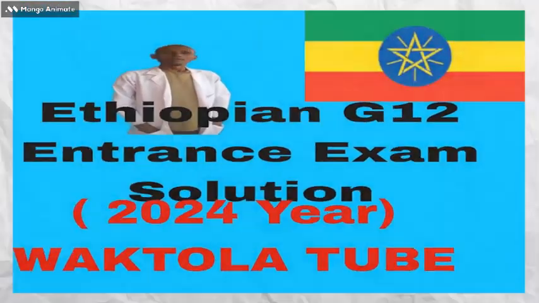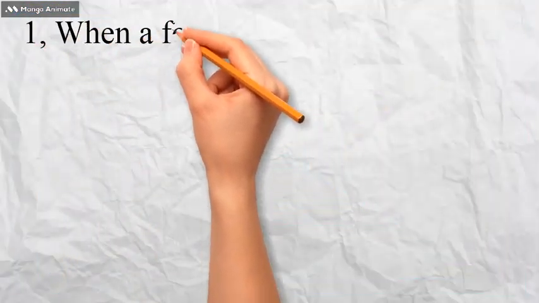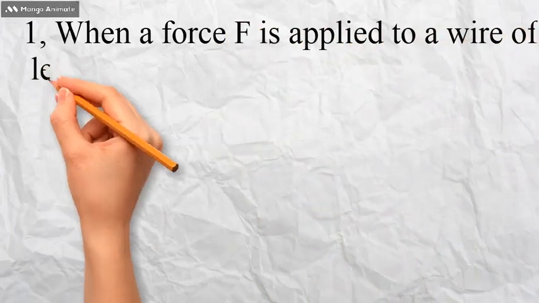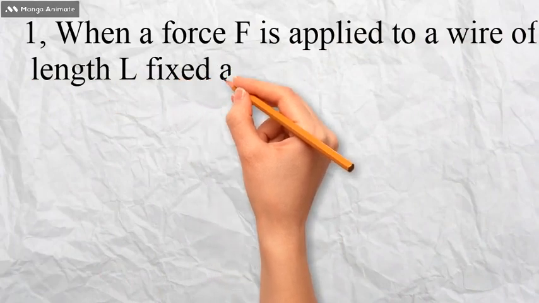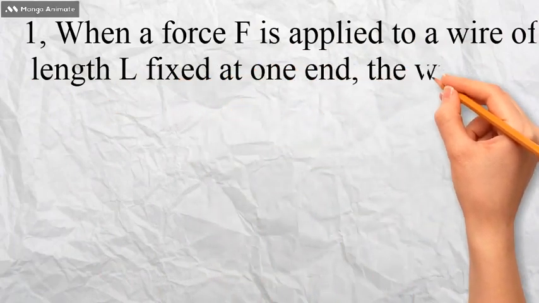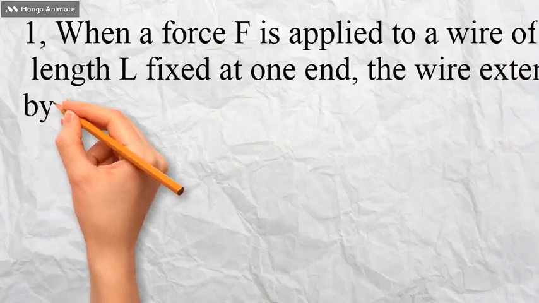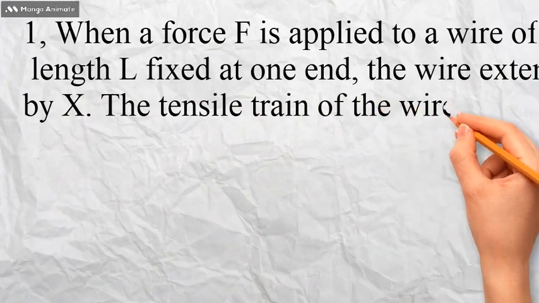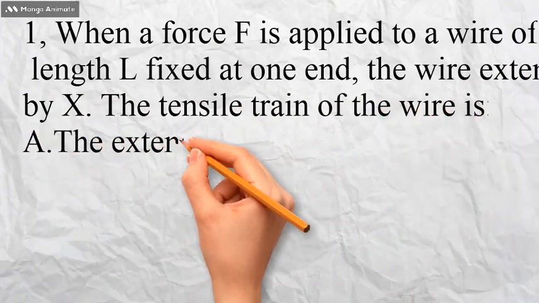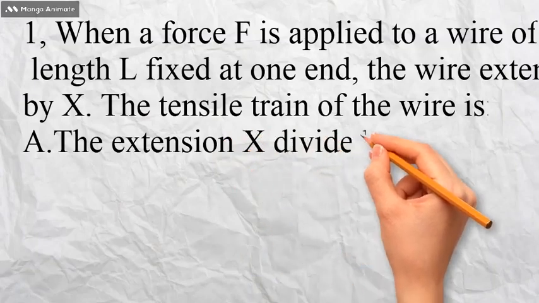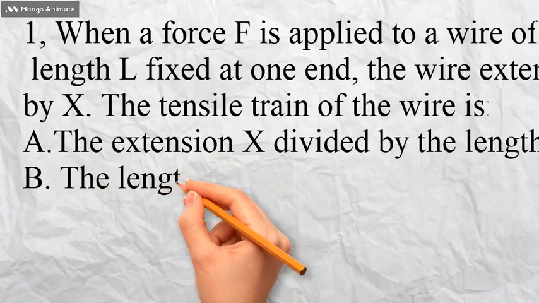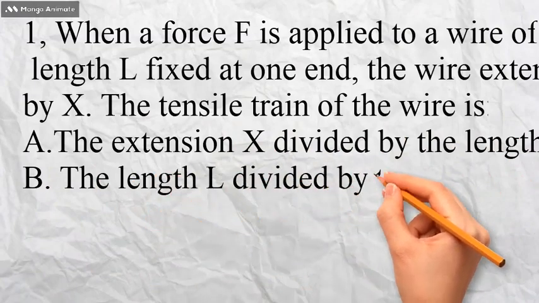Instruction: choose the correct answer from the given alternatives. Question number 1. When a force F is applied to a wire of length L fixed at one end, the wire extends by X. The tensile strain of the wire is A, the extension X divided by the length L. B, the length L divided by the extension X. C, the applied force F divided by the extension. D, the product of the force F and the extension.